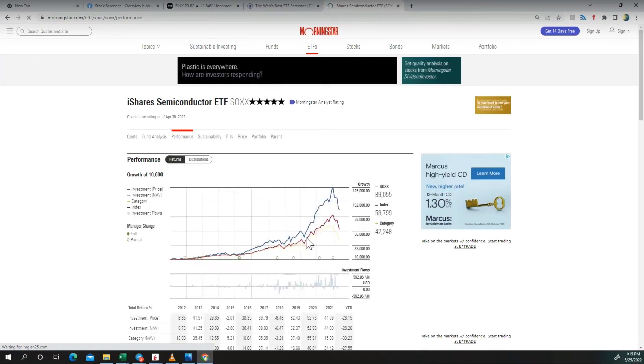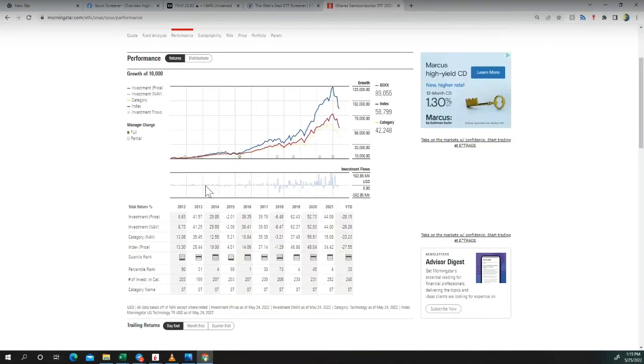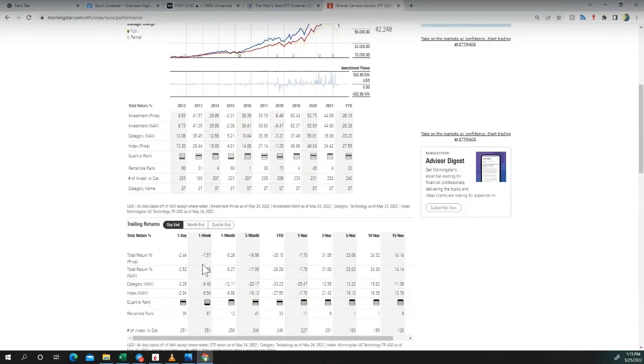compared to the index, the blue is the iShares and the index is the red one. Compared to the index, iShares is doing very well. Okay, look at this one. When we go to returns, where is that return part? Look at this. The 3-year return is doing 31%. The 5-year is doing 23%. The 10-year is doing 24%. The 15-year is still doing 14%. For a 15-year performance period, 14%.